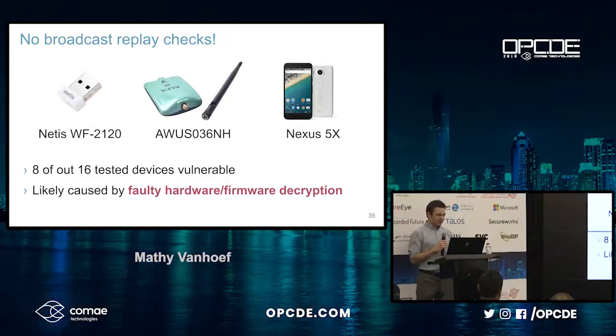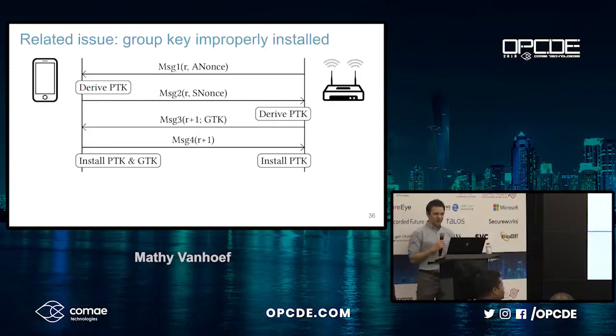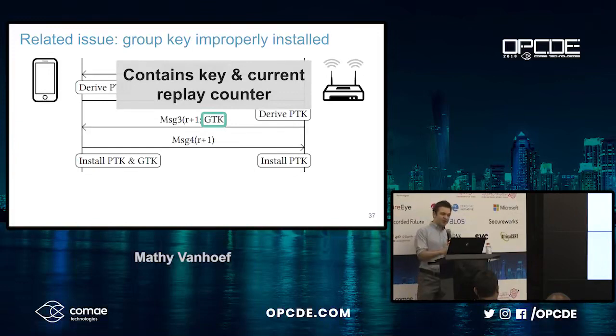Now, we also discovered a related issue, which would again allow us to replay broadcast frames. That's that some devices do not properly install the group key. What do I mean by this? Well, let's go back to the four-way handshake. The group key is transported in message 3 of the four-way handshake. And not only is the group key transported, but also the current replay counter associated with this group key is included. Because the access point may already have used this group key to, for example, encrypt 100 frames, meaning the current value of the replay counter is 100, and the client also needs to know that value.